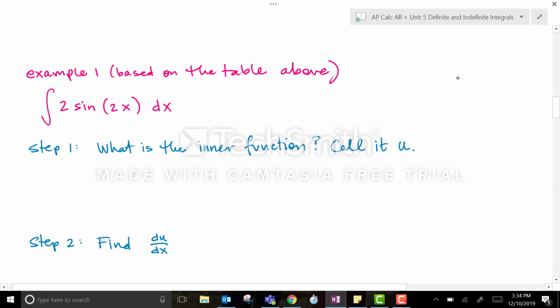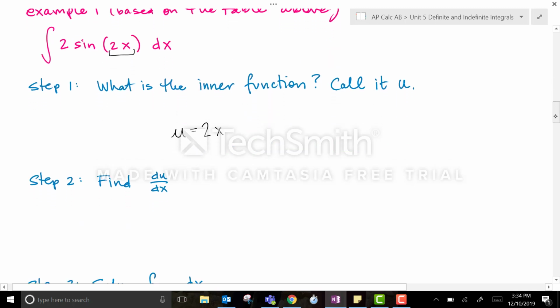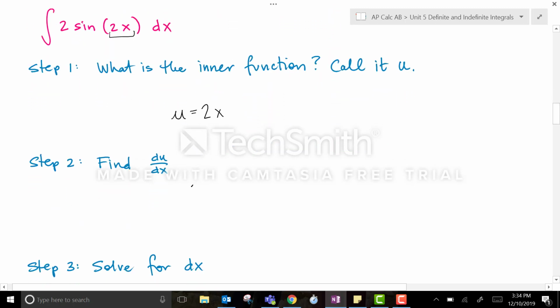Our first step is to decide what is the inner function, and we're going to call it u. In this case, my inner function is 2x. So my first step is to say u equals 2x. Now I know that there is a derivative of 2x in here somewhere, and du over dx in this situation is 2.